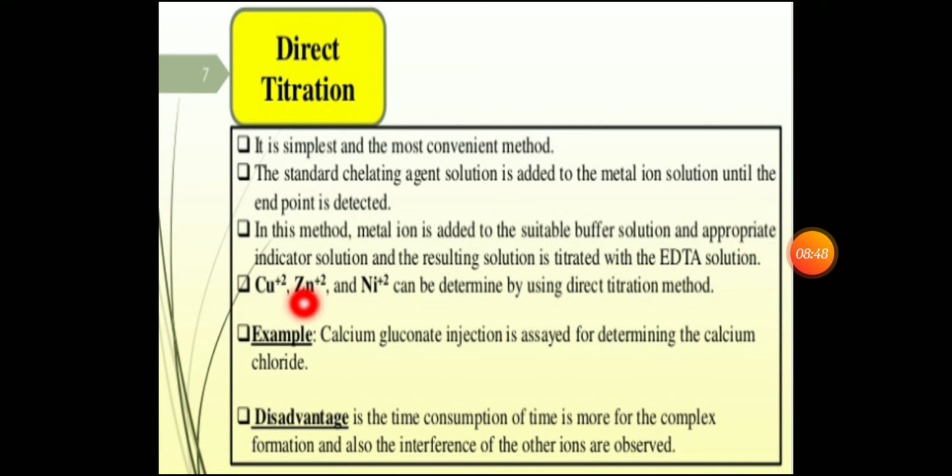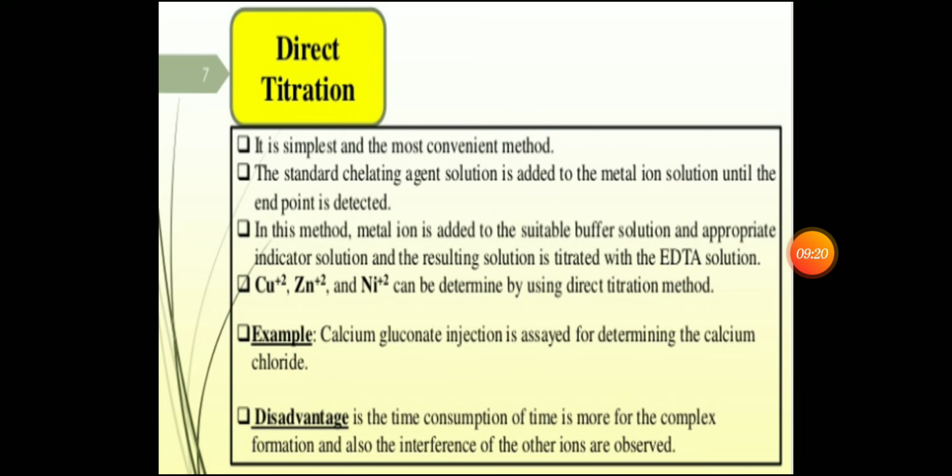What is an example in direct titration? Zinc, nickel and copper can be determined by using direct titration. These are the metals we can determine using direct titration. For example, calcium gluconate injection is assayed. Why do we do this? To identify the purity of the drugs. It is assayed for the determination of calcium chloride. This is the direct titration.